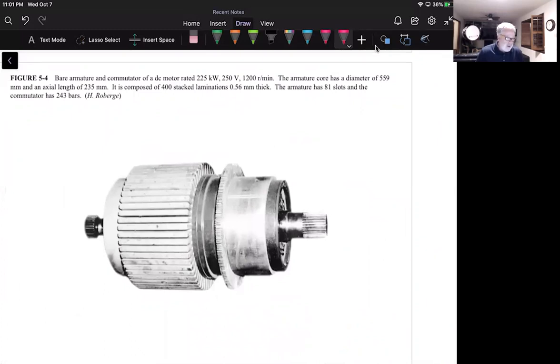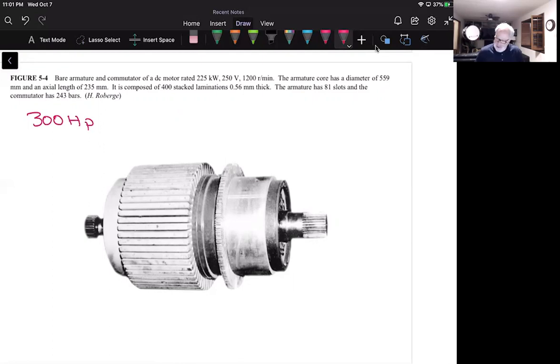Okay, so now let's run through this example 5.2, and it says that the following details are given on a 225 kilowatt motor, and he says that that 225 kilowatt is approximately 300 horsepower. Now, that's a very large motor. That would be in a very robust type application where you're moving big things, and doing some real heavy lifting, so to speak, right? So this is a 225 kilowatt, 250 volt, 1200 RPM DC motor.